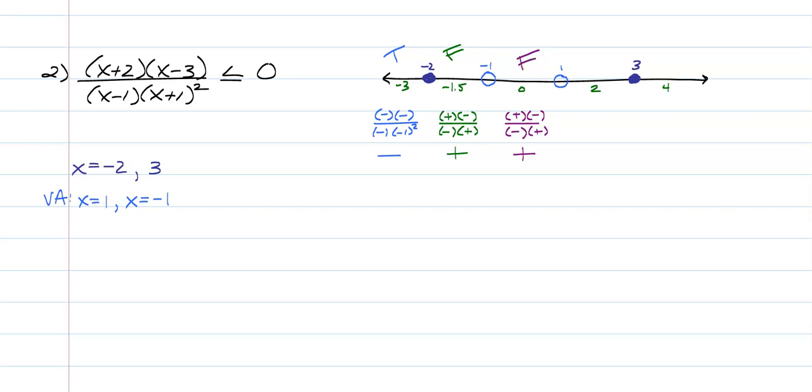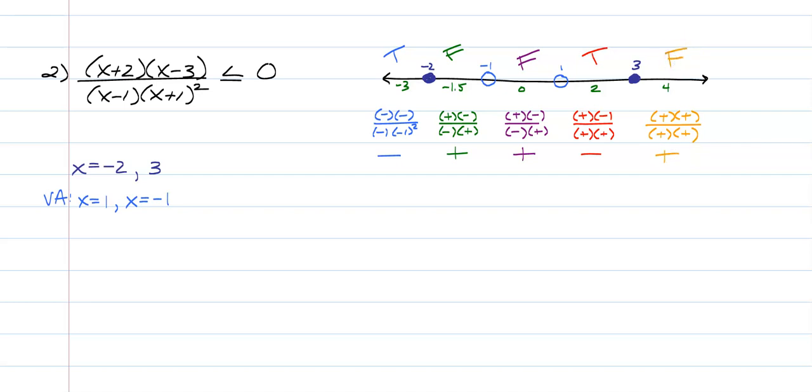When you plug in a 2, 2 plus 2 is positive. 2 minus 3 is a negative. Over 2 minus 1 is a positive. And of course, anything squared is positive. Negative divided by a positive is negative, so this part is true. Last test is the 4. 4 plus 2 is positive. 4 minus 3 is also positive. Over 4 minus 1 is positive, and anything squared is positive, so this is going to be positive. So for this guy, you have a false statement.